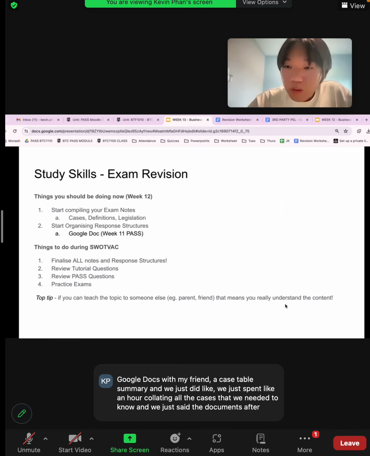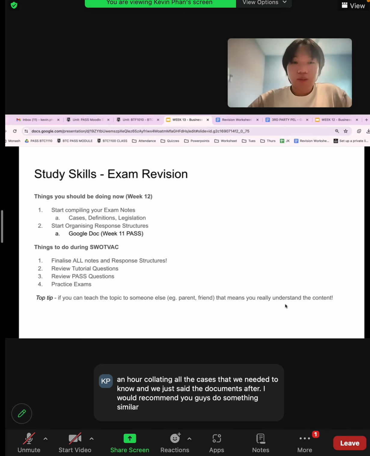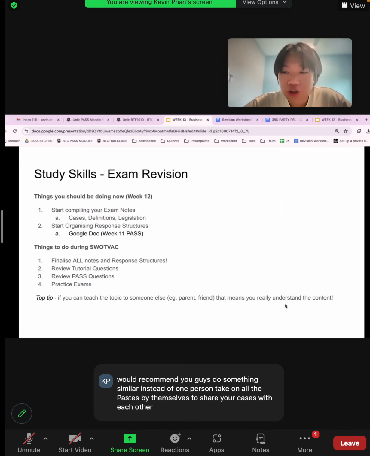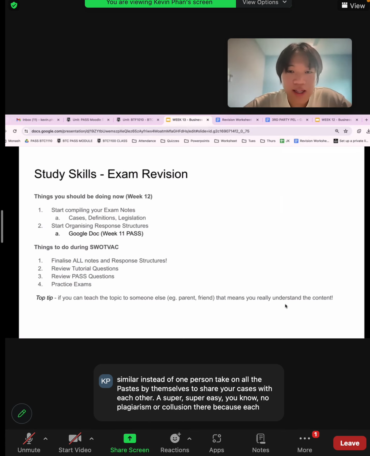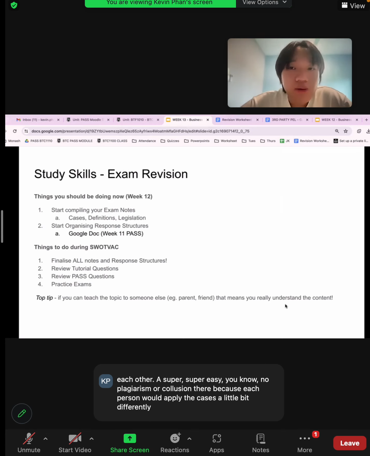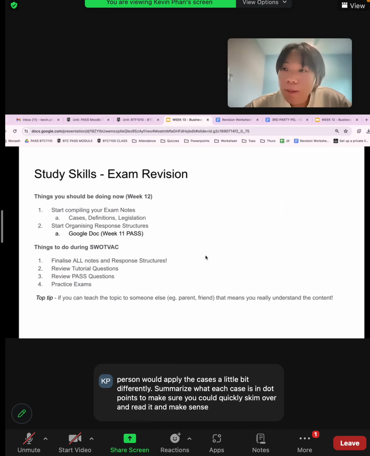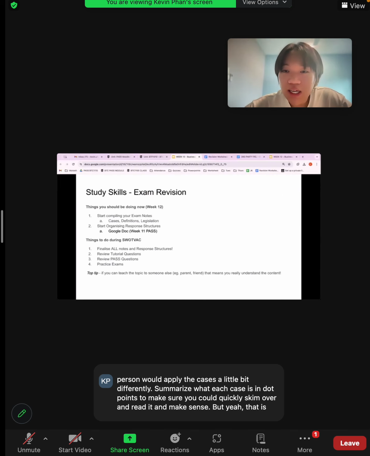I would recommend you guys do something similar instead of one person taking on all the cases by themselves. Just share your cases with each other. Super easy, no plagiarism or collusion there because each person would apply the cases a little bit differently. Summarize what each case is in dot points to make sure you can quickly skim over it and read it and make sense. But yeah, that is essentially it.